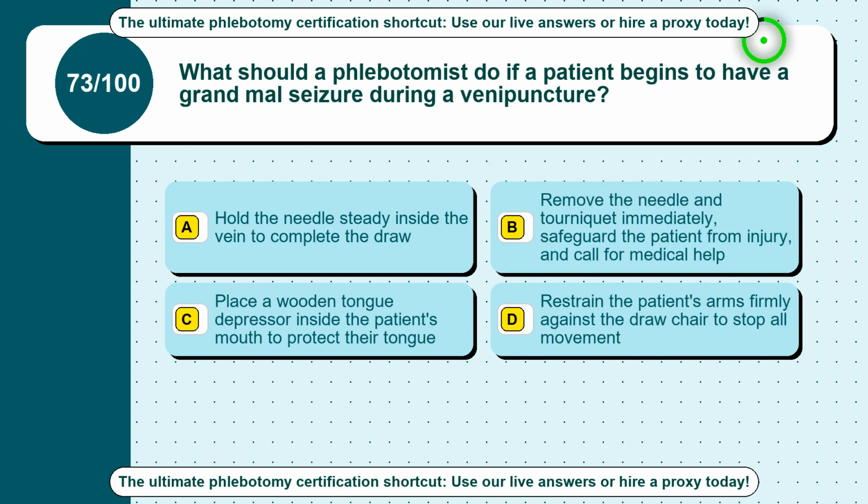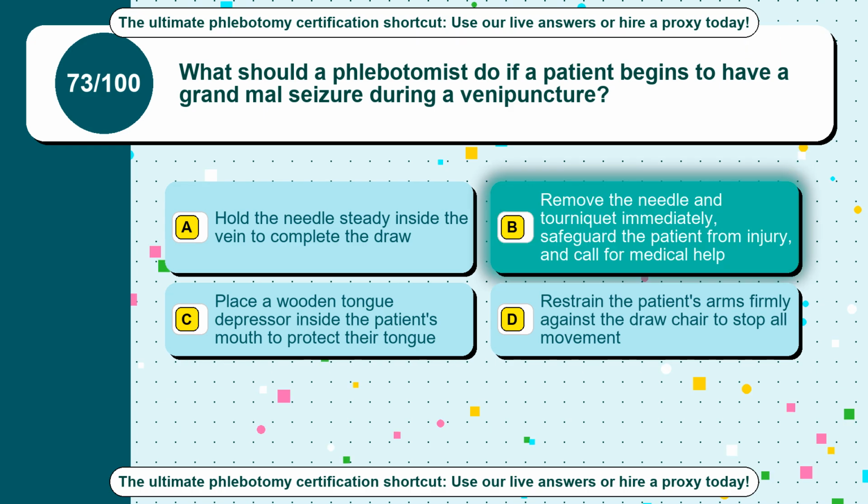Question 73. What should a phlebotomist do if a patient begins to have a grand mal seizure during a venipuncture? Option A, hold the needle steady inside the vein to complete the draw. Option B, remove the needle and tourniquet immediately, safeguard the patient from injury, and call for medical help. Option C, place a wooden tongue depressor inside the patient's mouth to protect their tongue. Option D, restrain the patient's arms firmly against the draw chair to stop all movement.